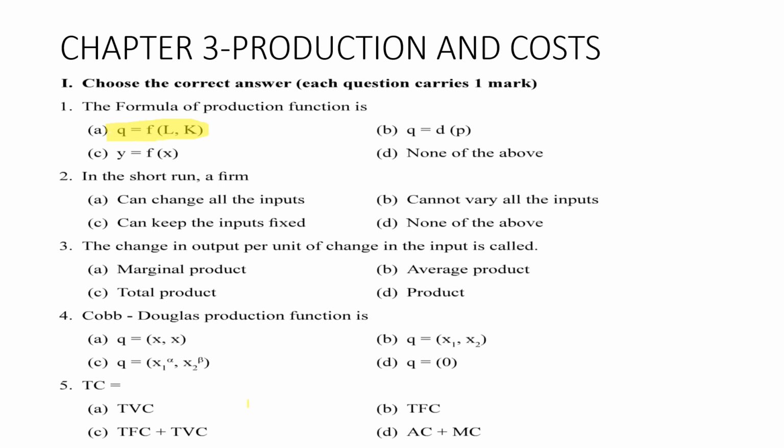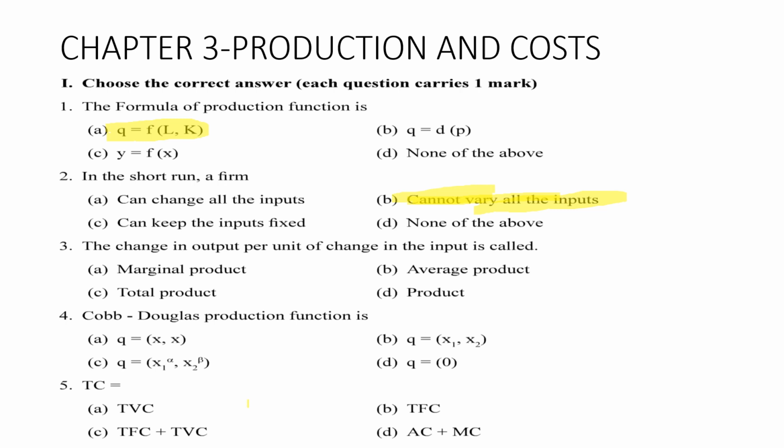Second one, in the short run, a firm, see, what can a firm do in the short run? It can change all the inputs, cannot vary all the inputs, can keep inputs fixed, none of the above. So your answer is, it cannot vary all the inputs. So it is not possible for the firm to change all the inputs in the short run. Okay. So option B is your answer.